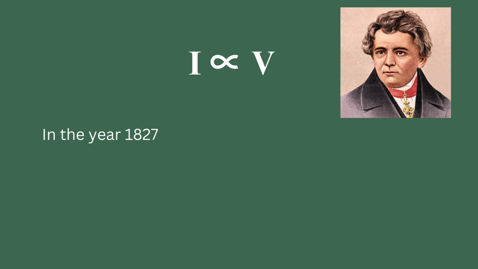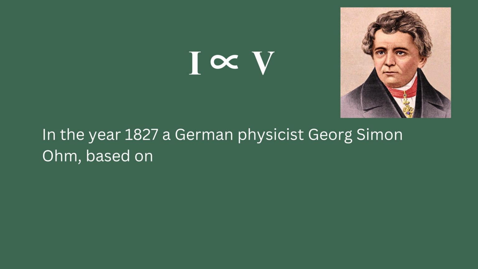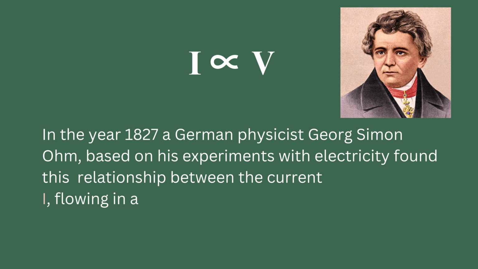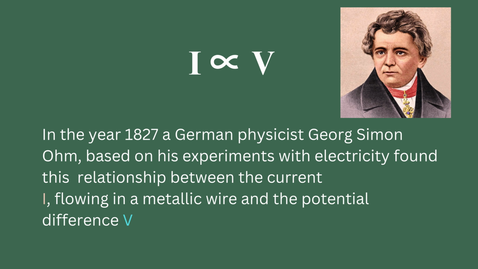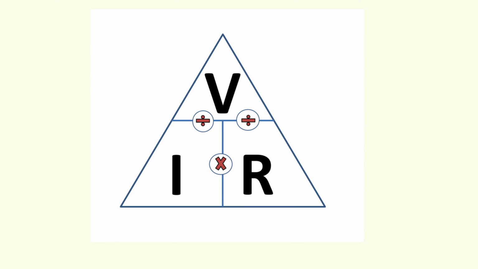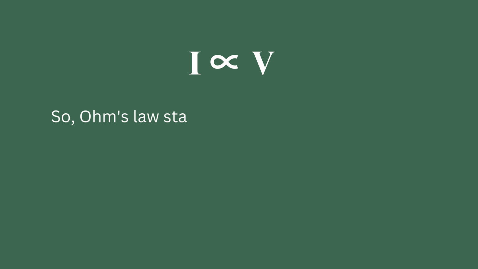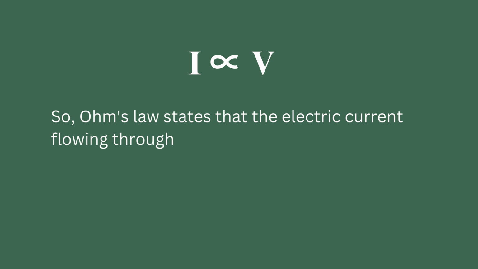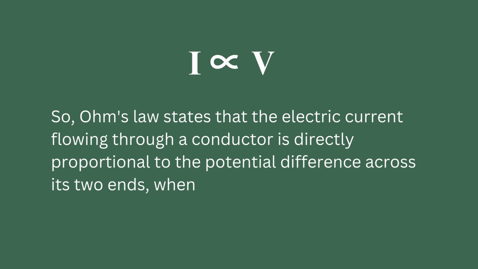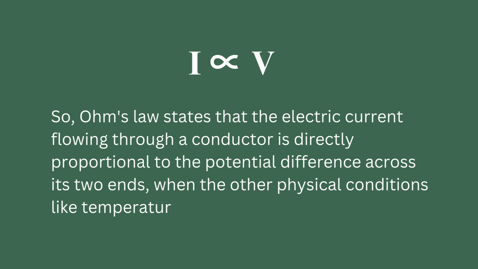In the year 1827, a German physicist George Ohm, based on his experiment with electricity, found the relationship between the current I flowing in the metallic wire and the potential difference V across its terminals and published this formula. This formula is used to calculate electrical values so that we can design circuits and use electricity in a useful manner. So, Ohm's law states that the electric current flowing through a conductor is directly proportional to the potential difference across its 2 ends, when the other physical conditions like temperature remain constant.